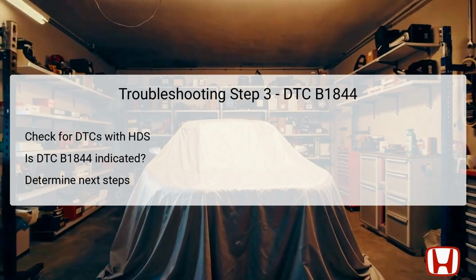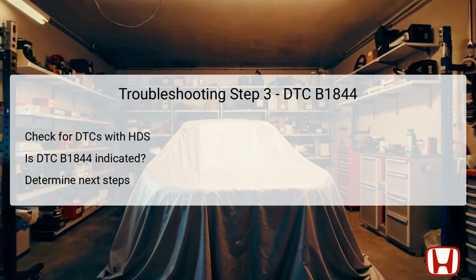This information is pivotal, as it provides a direction for the troubleshooting process. If the code appears, it indicates that the issue persists, prompting the technician to advance to step 5 of the troubleshooting process. Conversely, if DTC B1844 is not reported, it suggests that the issue may have been intermittent, allowing the system to function correctly at that moment.